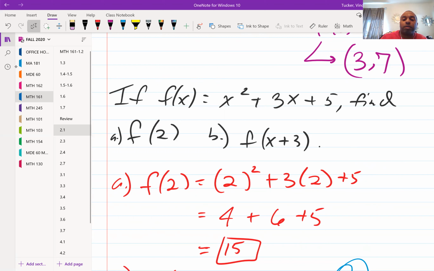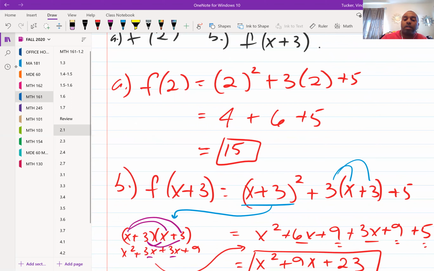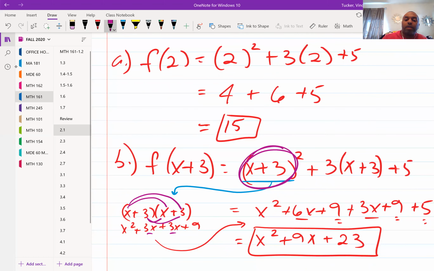Now, f of x plus 3 means we're going to take x plus 3 and plug it in where we see x. So we're going to take that expression of x plus 3, plug it in where we see x. And that's what we did right here. So we have x plus 3 squared, 3 times x plus 3 plus 5. Now don't forget you have to expand this. You can't just square x and square 3. And so that's what I did over here. Went ahead and multiplied that out.